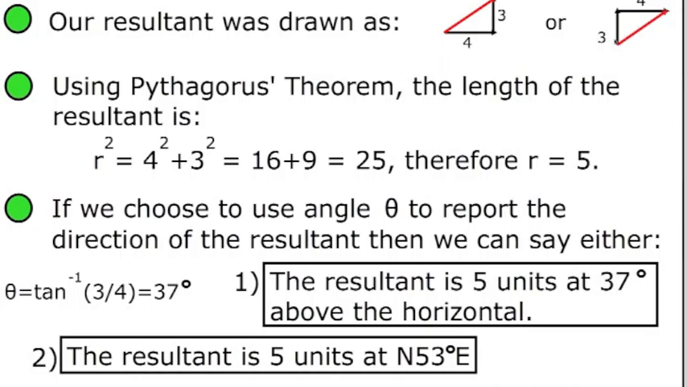Our resultant was drawn as so. 3 and 4 makes a nice easy triangle, so for quick examples, it's nice to use these numbers, because we just get 5 for the R. It's a 3, 4, 5 triangle.